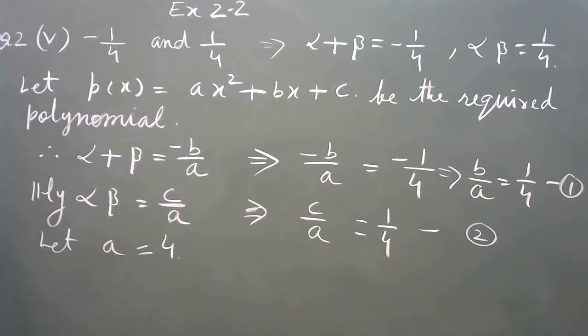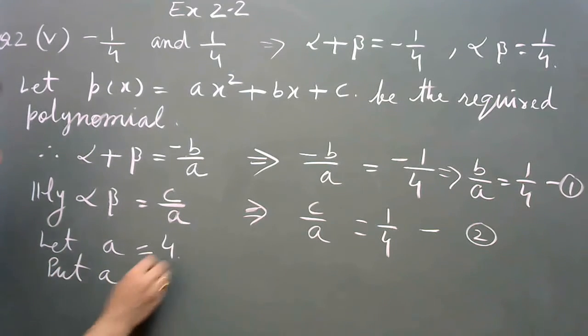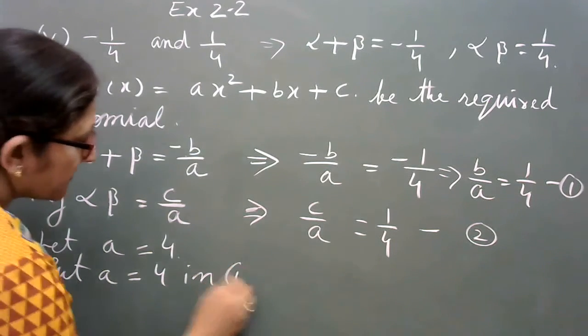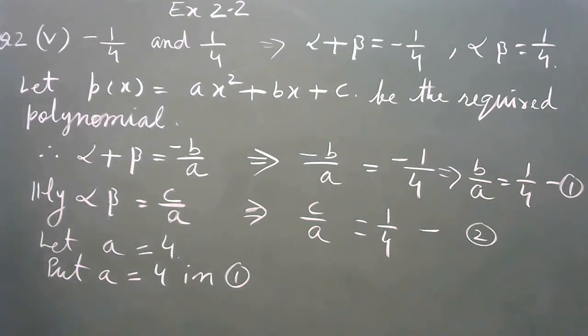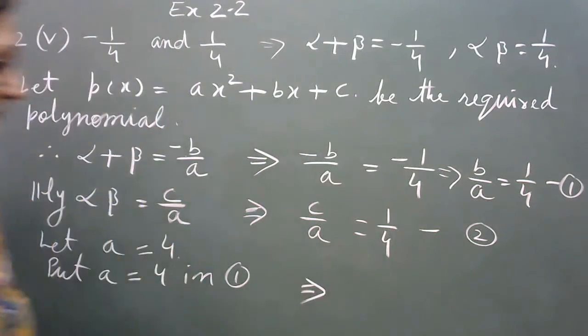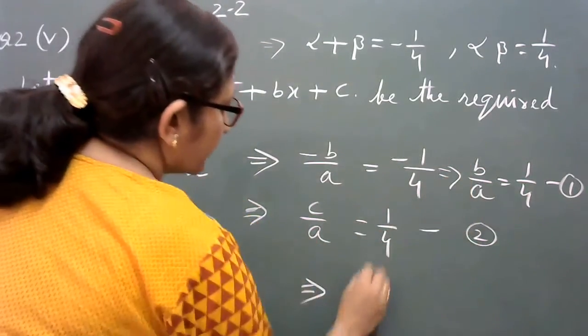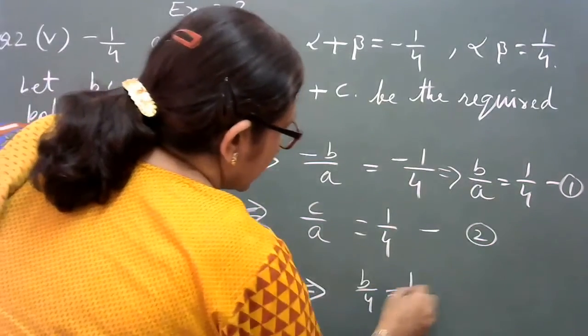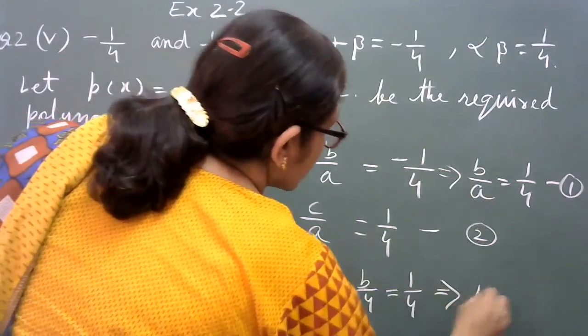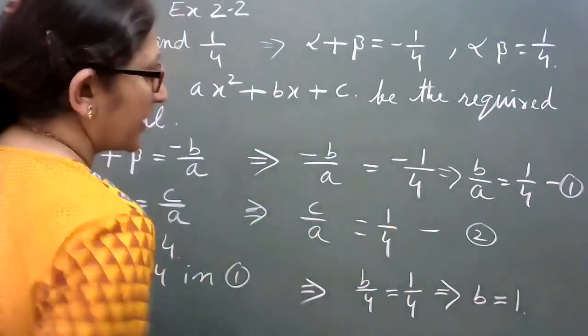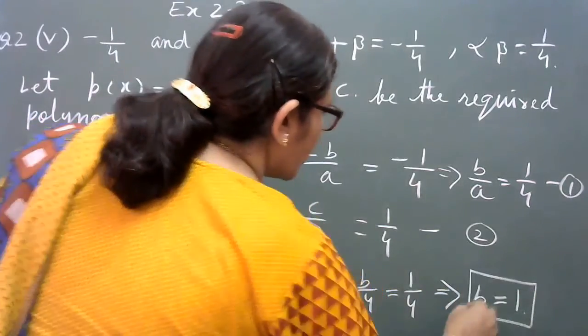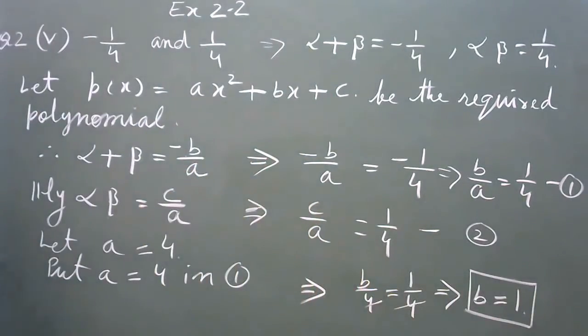So put this value in equation number 1. Put a is equal to 4 in 1. What will you get? b over 4 is equal to 1 by 4. So b is equal to 1. It is the first value we have calculated.